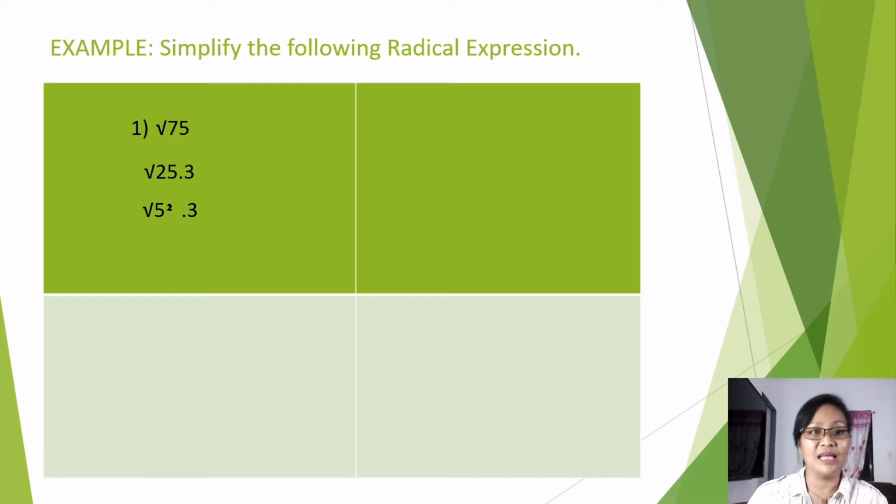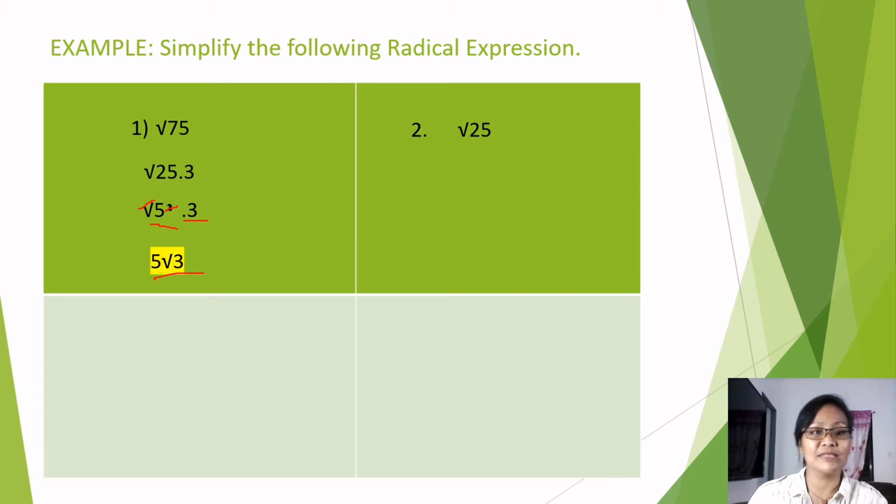Next, extract the root of the perfect number. So how do we know if it is a perfect root? If the exponent and index are the same, then it is a perfect root. So 5 now is a perfect root. We simply cancel the radical sign and the exponent 2. And of course, the number that is not a perfect factor will remain inside the radical sign. Therefore, we have 5 square root of 3.